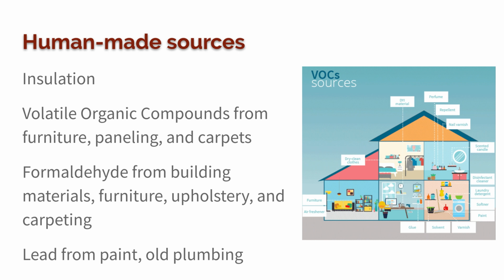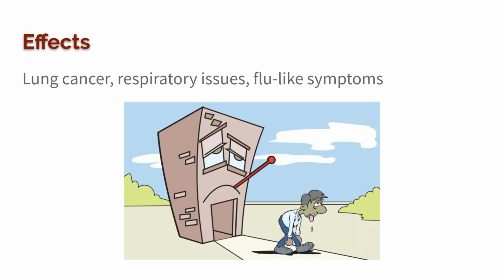Human-made sources of these pollutants include things like insulation. VOCs can come off of furniture, paneling, carpets. You get formaldehyde from building materials, furniture, upholstery, carpeting. Lead can be in paint if it's a really old house and has really old plumbing.